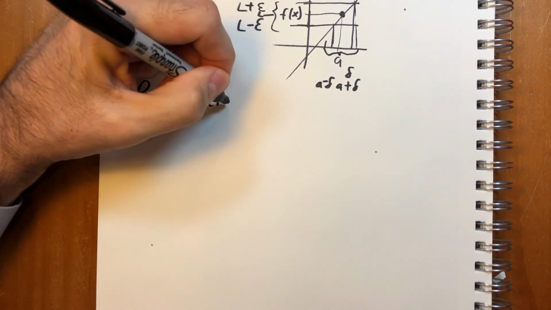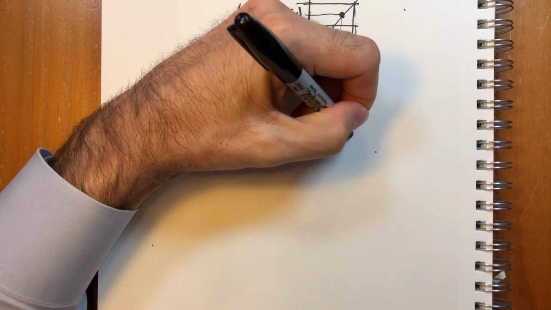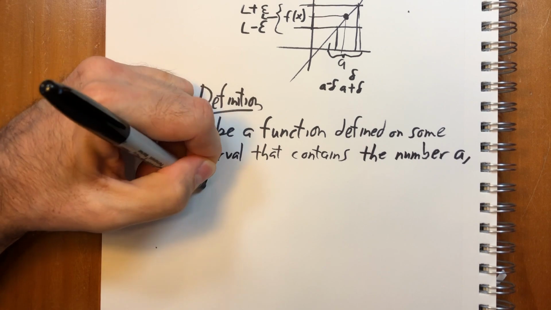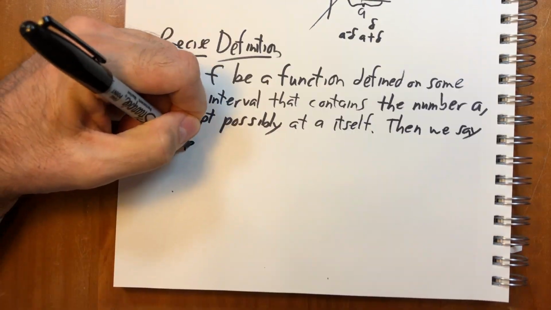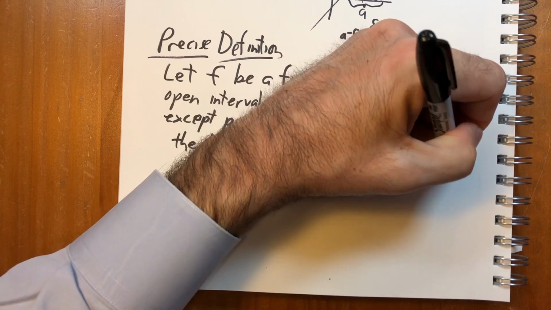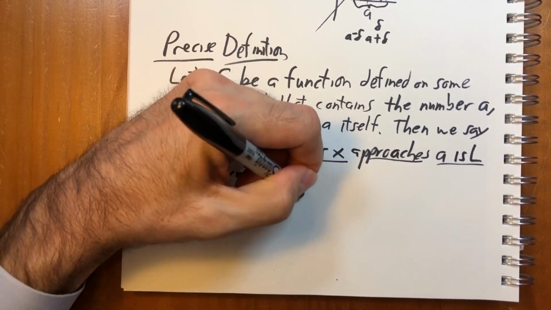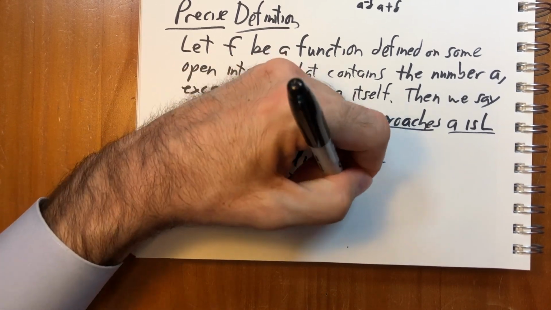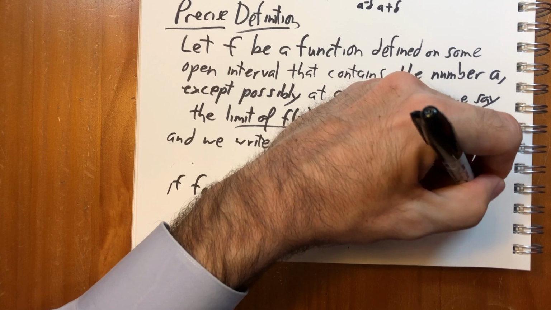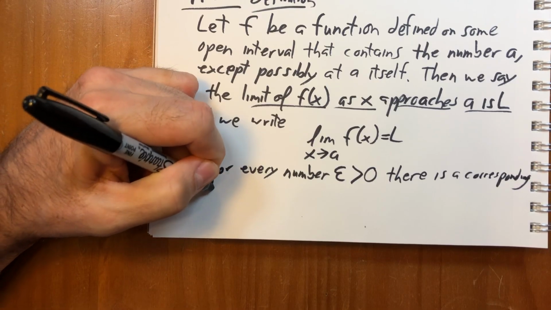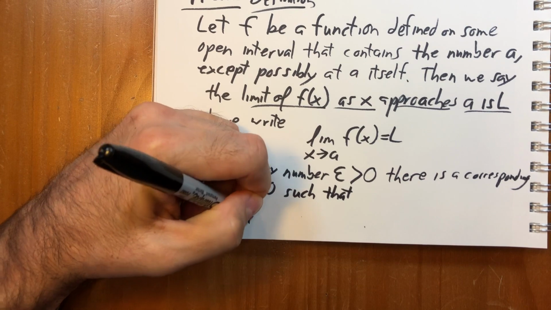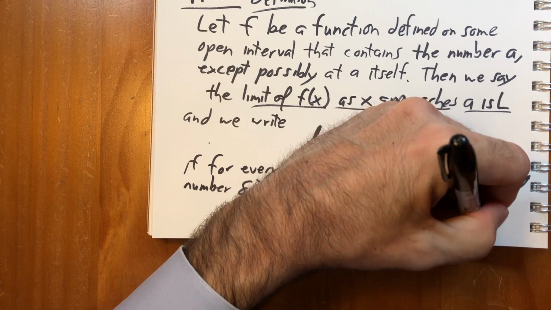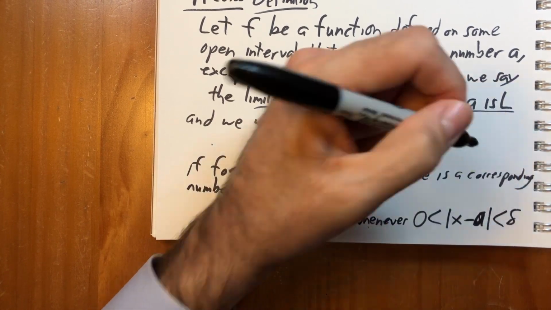So, okay, the precise definition. Let f be a function defined on some open interval that contains the number a, except possibly at a itself. Then we say that the limit of f of x as x approaches a is L, and we write this if for every number epsilon greater than 0, there is a corresponding number delta greater than 0, such that the absolute value of f of x minus L is less than epsilon whenever 0 is less than the absolute value of x minus a is less than delta.